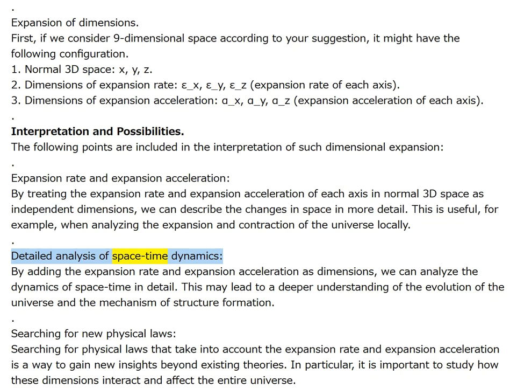Detailed analysis of spacetime dynamics. By adding the expansion rate and expansion acceleration as dimensions, we can analyze the dynamics of spacetime in detail. This may lead to a deeper understanding of the evolution of the universe and the mechanism of structure formation. Searching for new physical laws. Searching for physical laws that take into account the expansion rate and expansion acceleration is a way to gain new insights beyond existing theories. In particular, it is important to study how these dimensions interact and affect the entire universe.